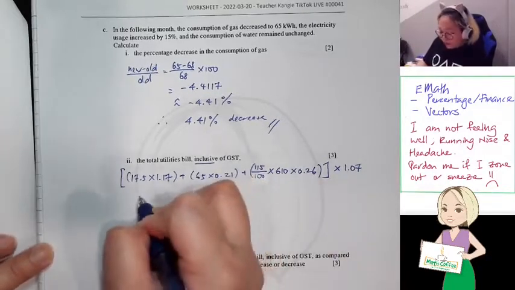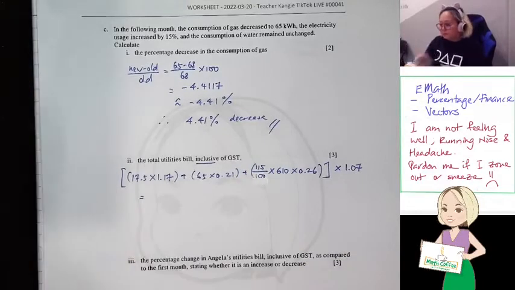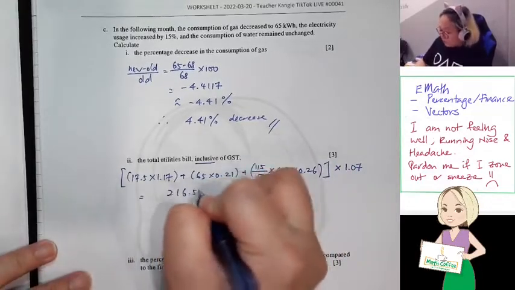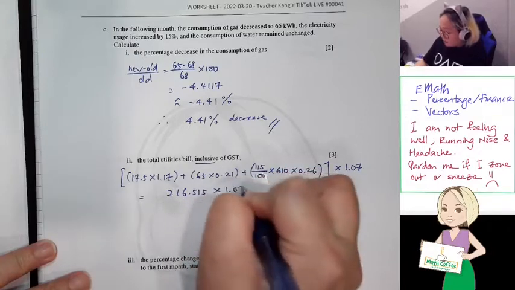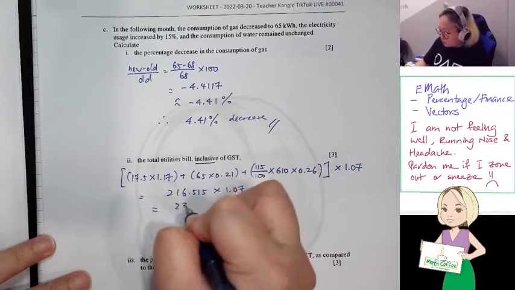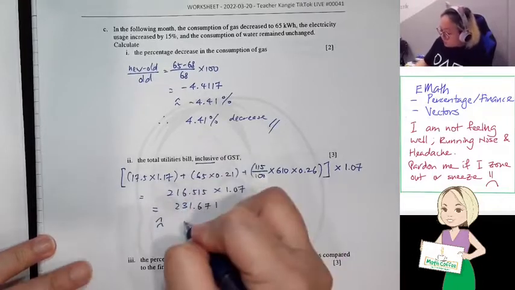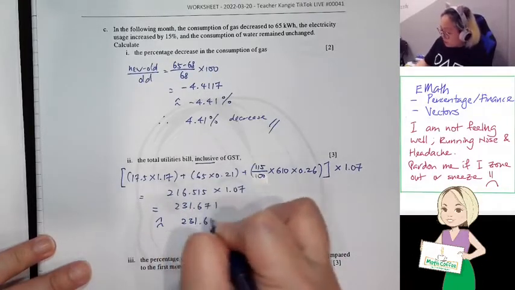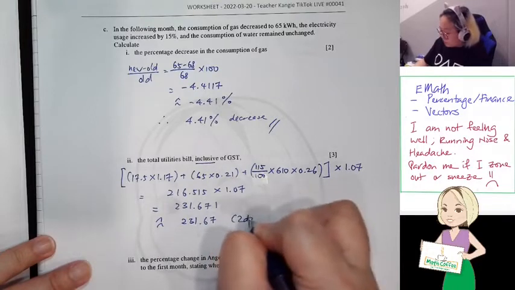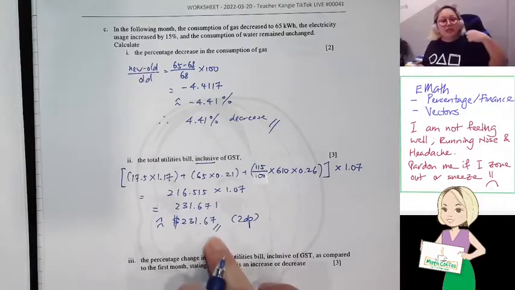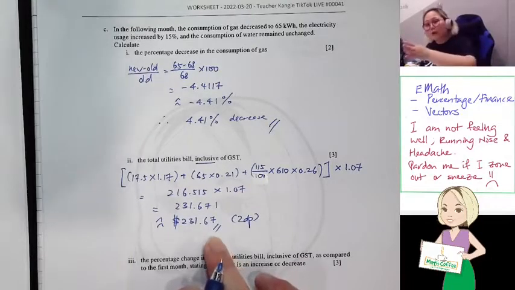Then after, just press the calculator, and we will get 216.1515 multiplied by 1.07 equals to 231.671. So round it off to 2 dp, I get 231.67, 2 dp. Okay, dollar sign. So that's the amount that she has to pay the following month.